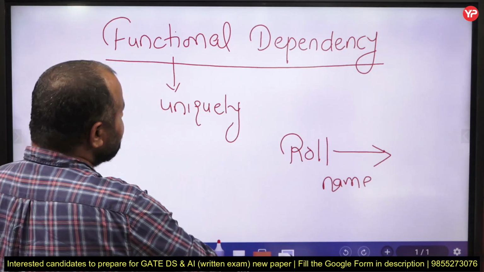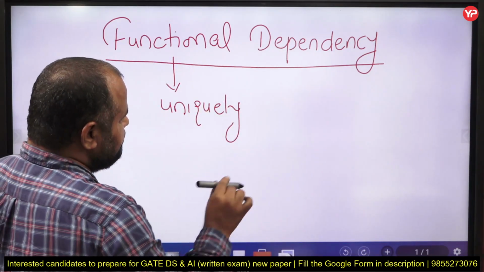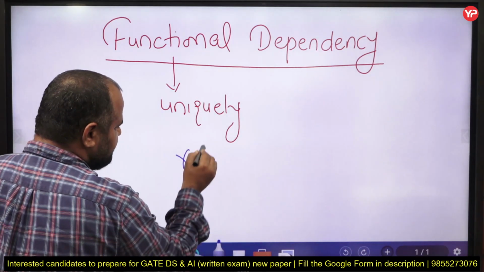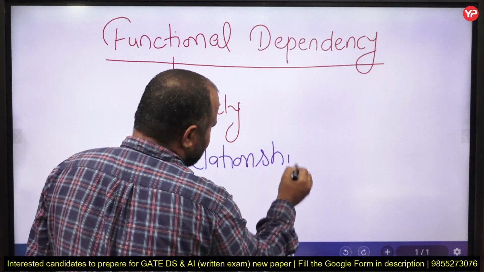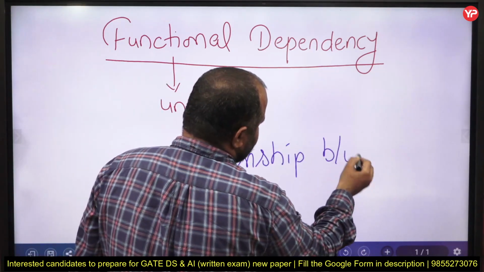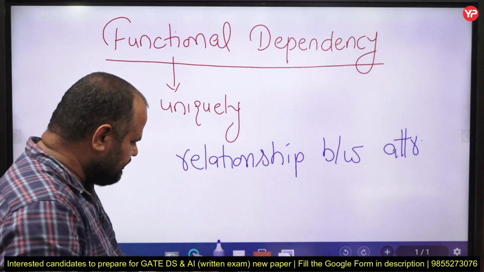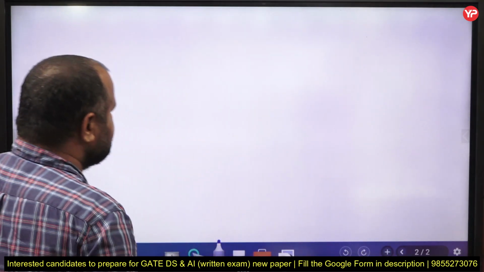It means, what is the main goal of functional dependency? Basically it tells the relationship between the attributes. Find the relationship between attributes. See, let's first move on to the definition of functional dependency.